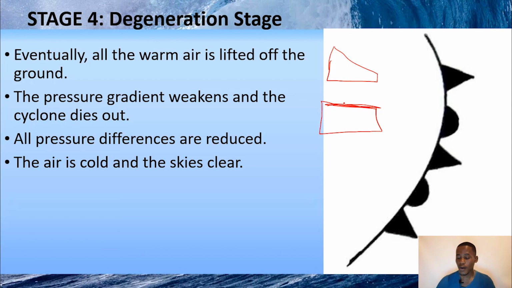And because now we no longer have warm air rising, the clouds that were there before have rained. That is going to result in our skies being clear and only having cold air, because of that warm air that has left the scene.